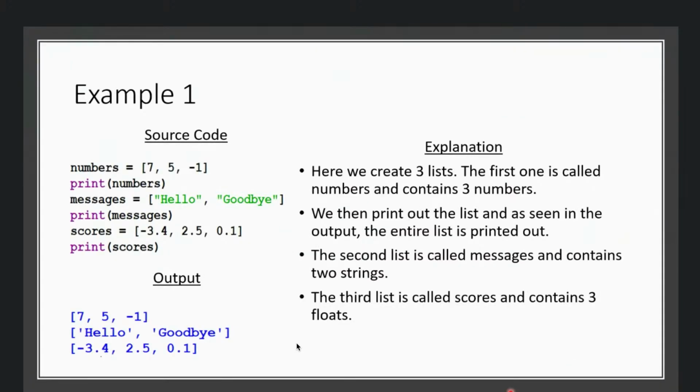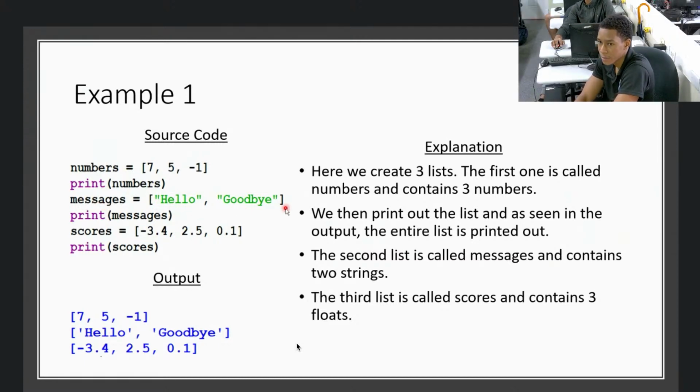So I created a list of numbers, 7, 5, minus 1, and then I printed out numbers. I created a list of messages, the string hello, the string goodbye, and I printed out messages. And I created a variable of scores and made it a list of minus 3.4, 2.5, 0.1, and I printed out scores. So what do you think my output is going to look like? You're going to print the numbers, then the messages. So we realize that my list is 7, 5, minus 1. My list is hello, goodbye.